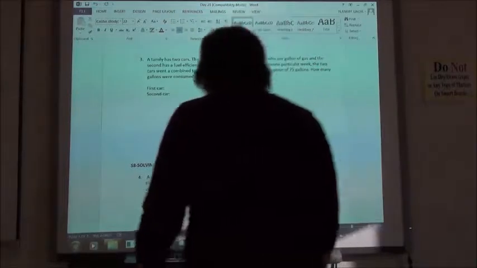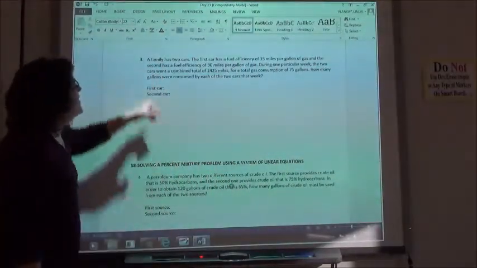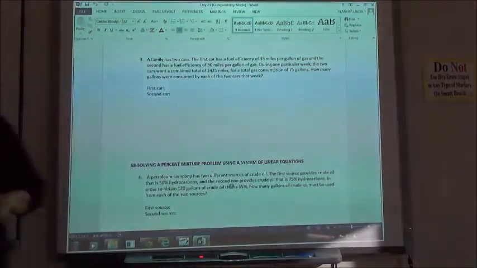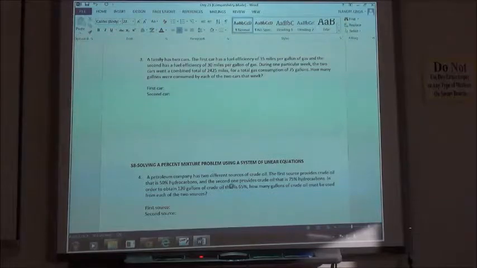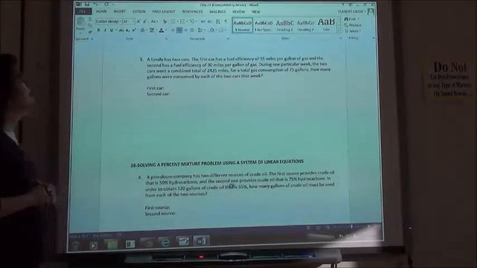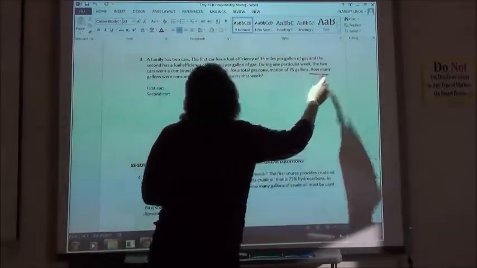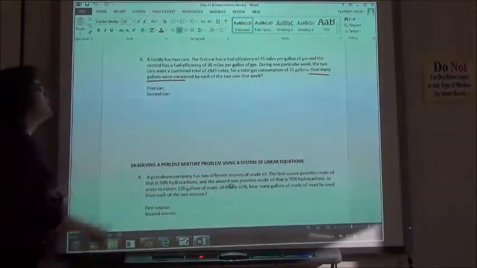All right, so number 3 on homework day 21 had a typo on it, so it wasn't working very well. That should have been 35 miles an hour up there for the fuel efficiency of the first car. So it says a family has 2 cars. The first car has a fuel efficiency of 35 miles per gallon of gas. The second one has a fuel efficiency of 30 miles per gallon of gas. During one particular week, the 2 cars went a combined total of 2,425 miles for a total gas consumption of 75 gallons of gas. The question says how many gallons were consumed by each of the 2 cars.